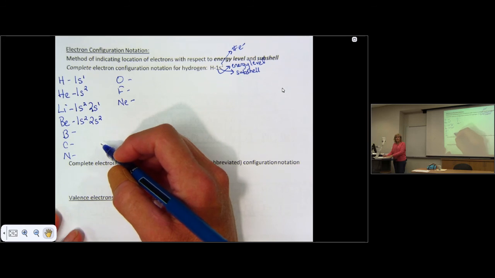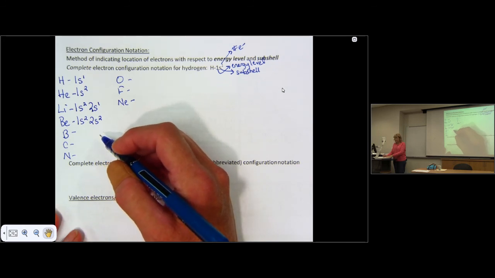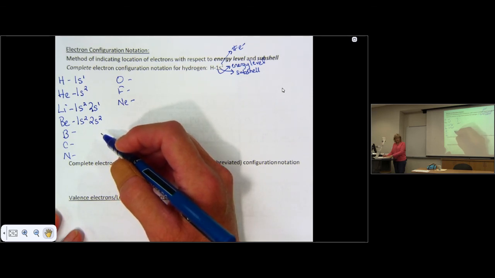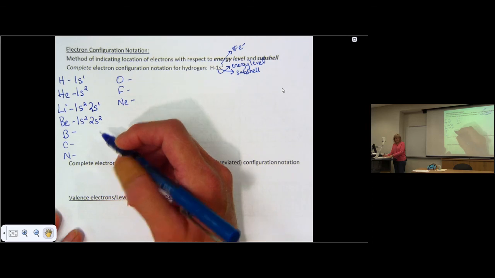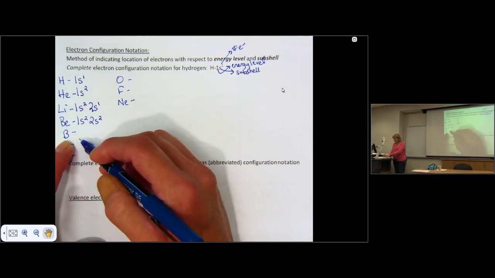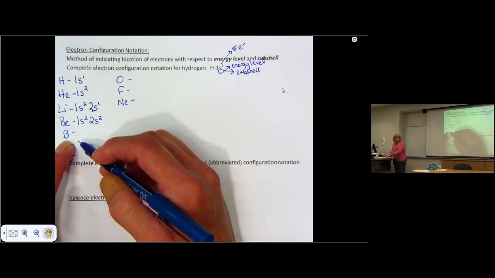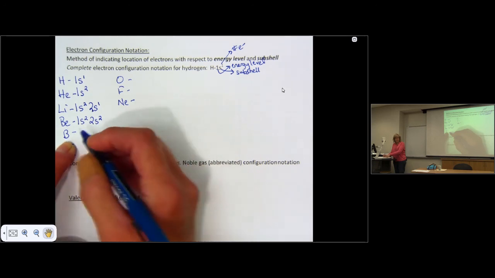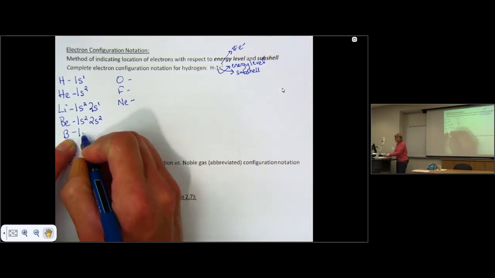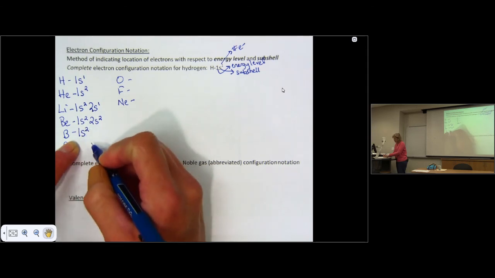Why? How many electrons does beryllium have total? 4. Where are the first two? First energy level, S subshell. Where are the next two? Second energy level, S subshell. Go to the next one, boron. How many total electrons does boron have? 5. Where are the first two? First energy level, S subshell.